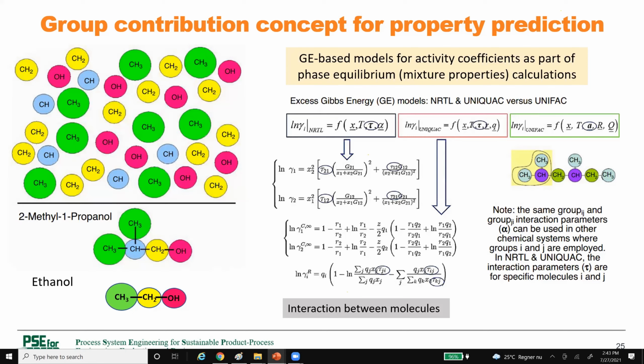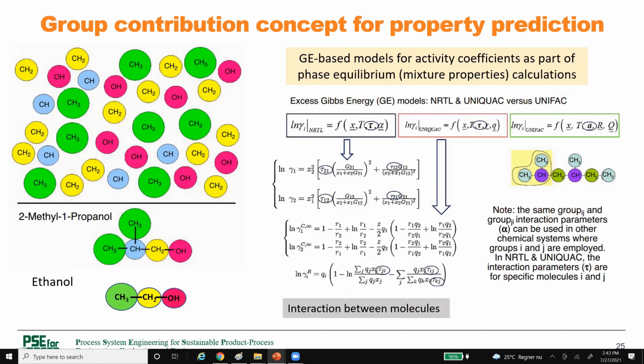as you see in the equations in the middle. But when we come to the group contribution, we don't need the molecular interactions, we need only the group interactions. So we need an interaction between CH3 and OH. And CH3 doesn't need to know whether it belongs to 2-methyl-1-propanol or whether it belongs to ethanol. It just needs to know what is the interaction between CH3 and OH, between CH2 and OH, and so on. So from that point of view, it is predictive because we don't need the molecular interaction data. We just need the group interaction parameters.